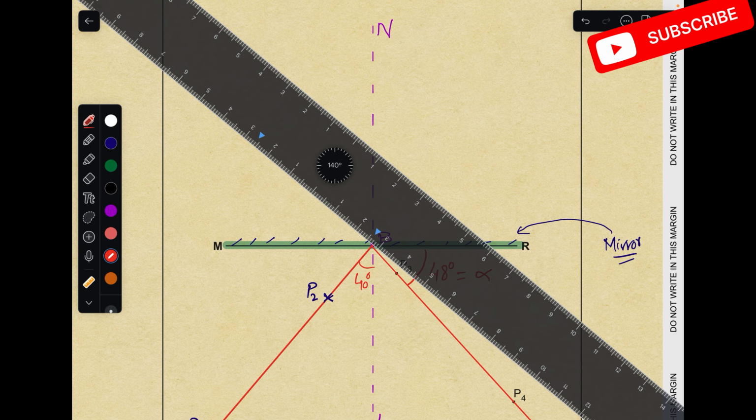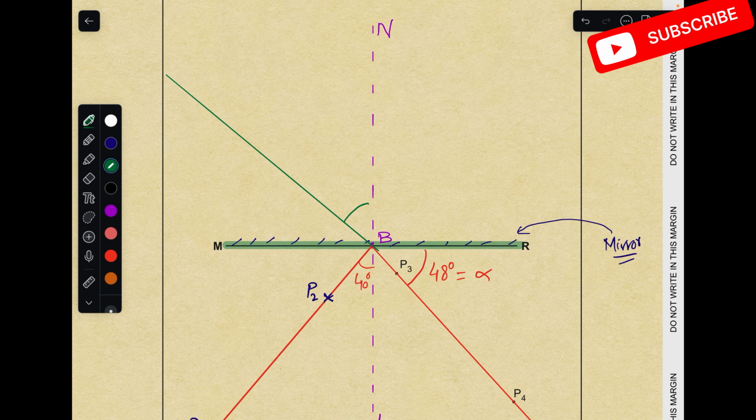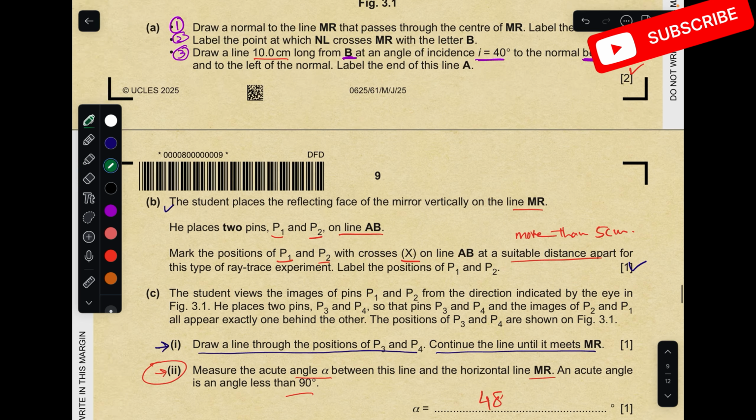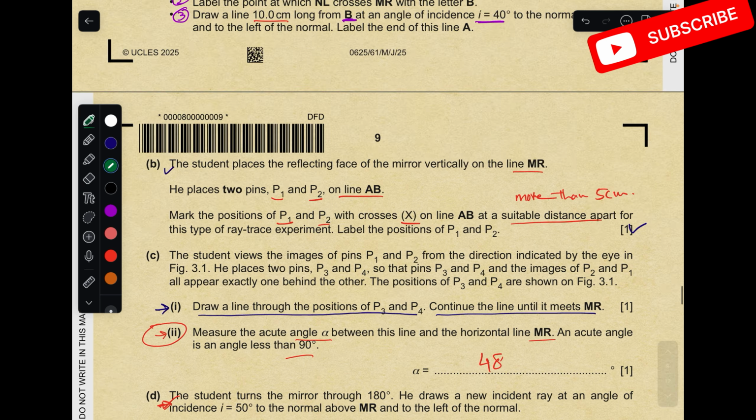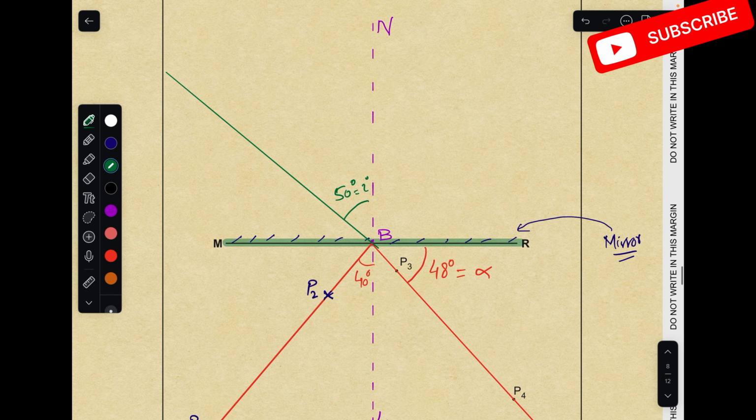You have to draw a line. So this is 50 degrees. You can measure with the protractor. They have called it I. Now let's move to the next instructions. He labeled the end of the line C. The line is not shown on figure 3.1. You may draw the line on the figure. This point you have to call C.